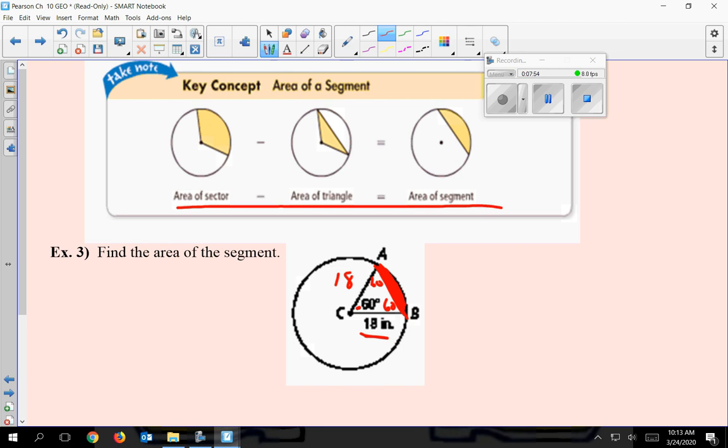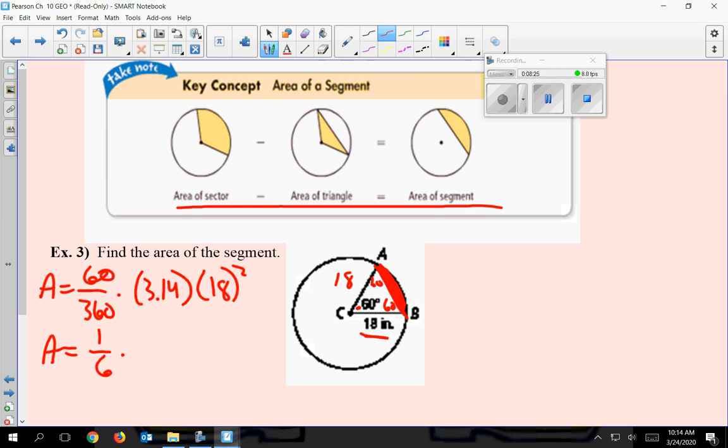So let's start with the area of the sector. I'm going to need the central angle. It was 60 degrees, and I'm putting it over the circle, 360. I'm going to multiply it by the area of the circle, so pi times the radius, 18, squared. This is going to get me the area of that sector. I'm ignoring the shaded part for a second. This is going to reduce down to 1 over 6.